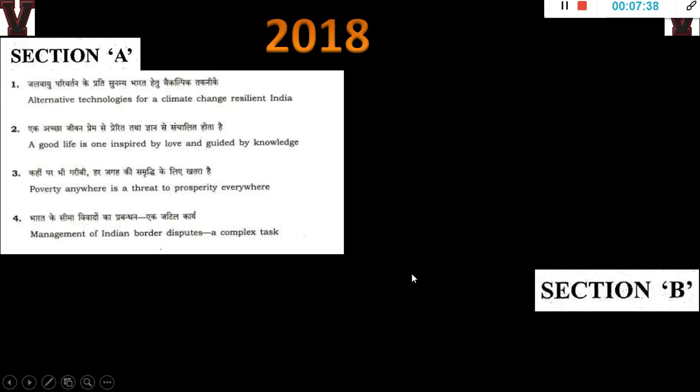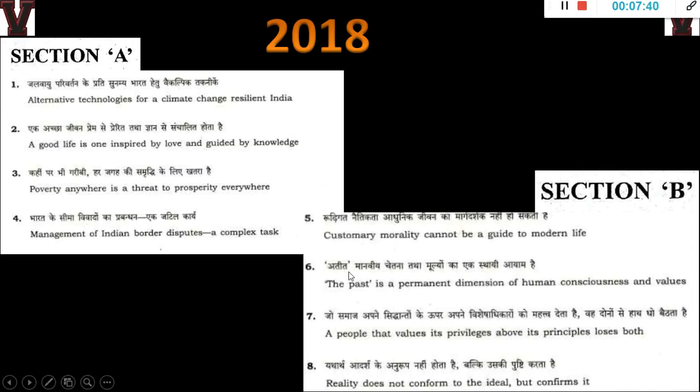Okay, section B: customary morality cannot be a guide to modern life. Again, I don't think many students will even choose this topic. The past is a permanent dimension of human consciousness and values. A people that values its privileges above its principles loses both. Okay, all these look complicated, and it's better you don't choose them. Reality does not conform to the ideal, but confirms it.